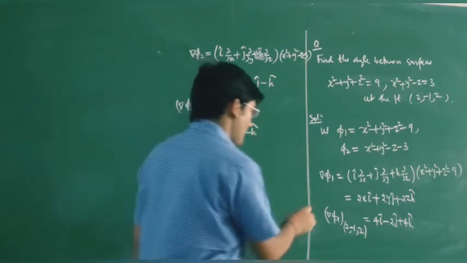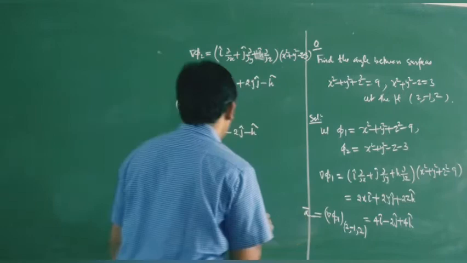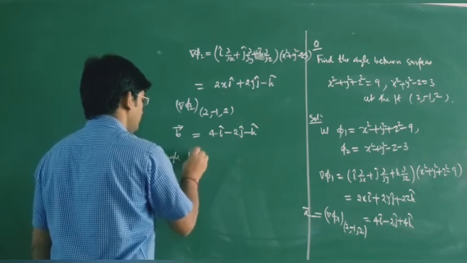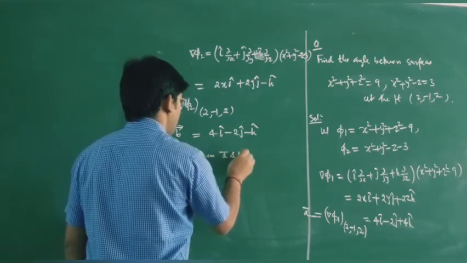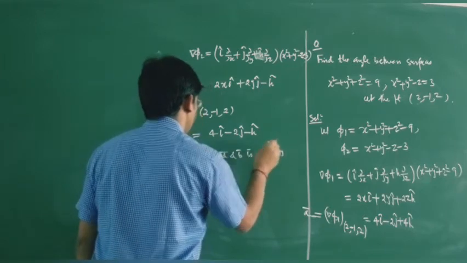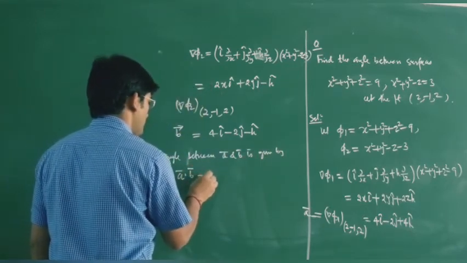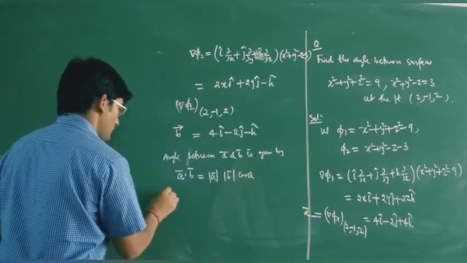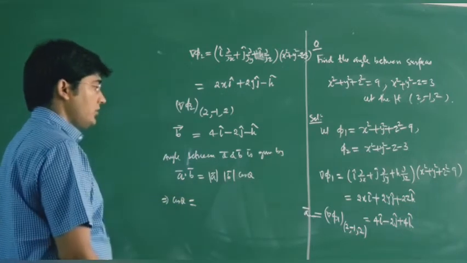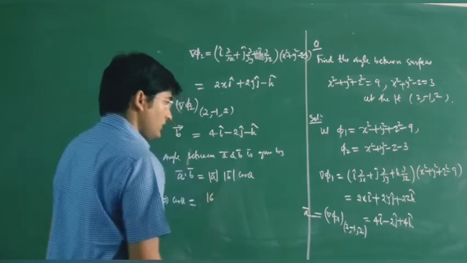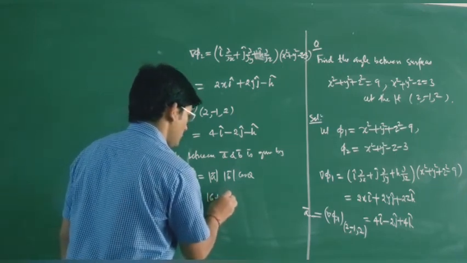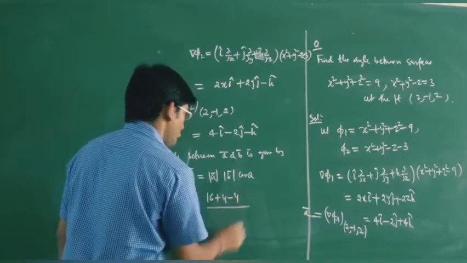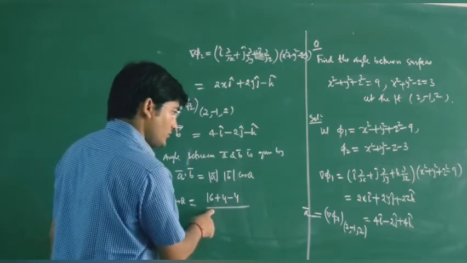Now let us assume this grad phi 1 as vector A and this grad phi 2 as vector B. Now angle between A and B is given by A dot B equal to modulus of A into modulus of B into cos theta. Now your cos theta will be equal to A dot B. Your A dot B will be 16, then you will have plus 4, then again we will have plus 4 upon the square root of A.